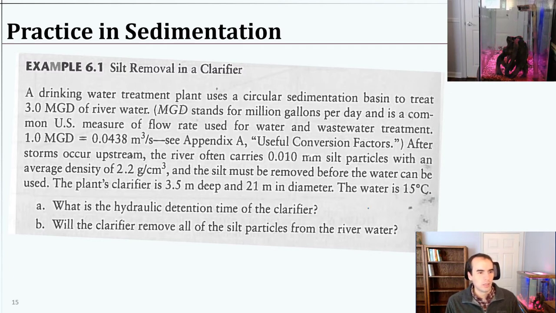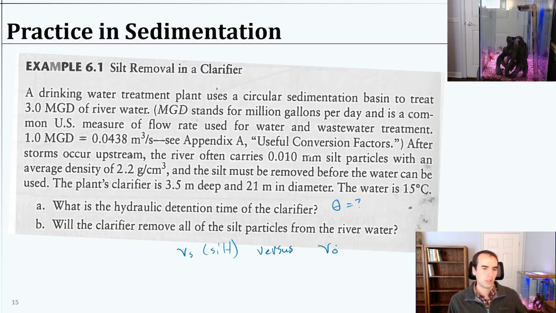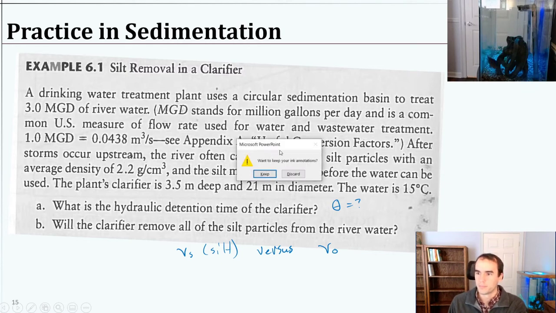And so then the questions are, A, what is the hydraulic detention time of the clarifier? So what is theta? And B, will the clarifier remove all of the silt particles from the river water? So part B is asking us to compare the VS of the silt particles versus what we know to be that critical settling velocity. Okay, so take a moment, start thinking about how you could solve this, what pieces you need. I'm going to load up the next set of PowerPoint slides and we'll go from there.